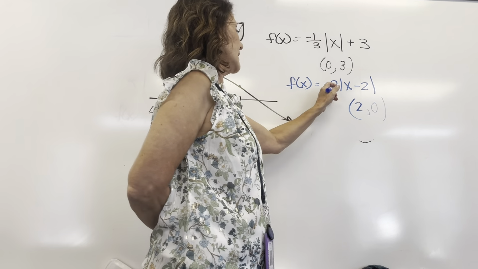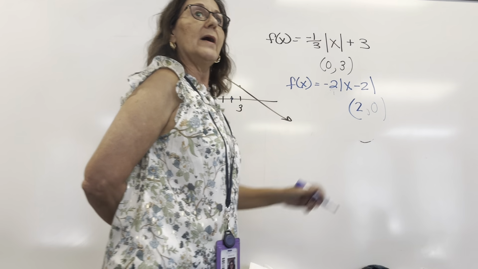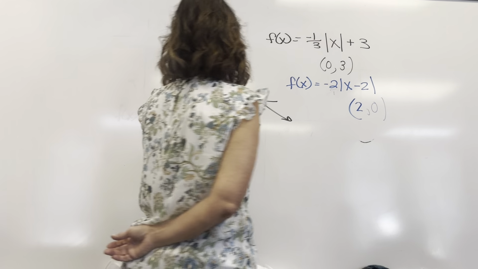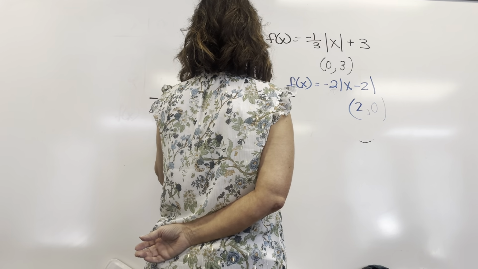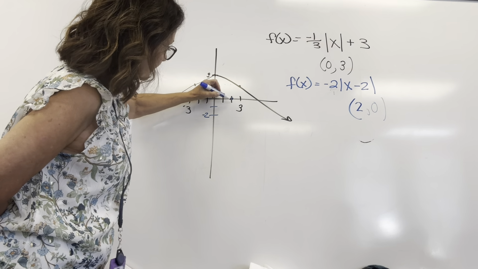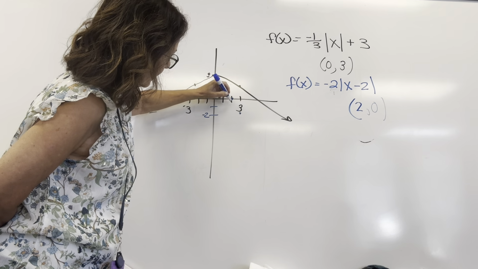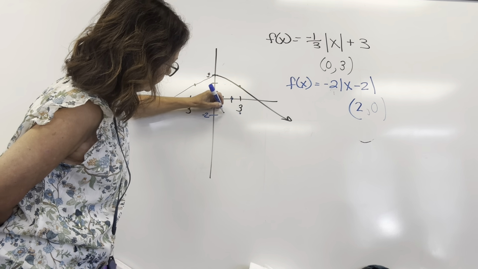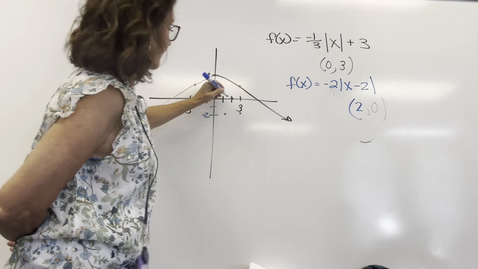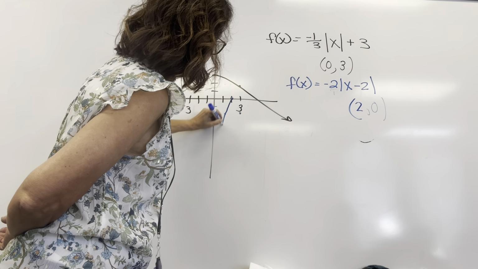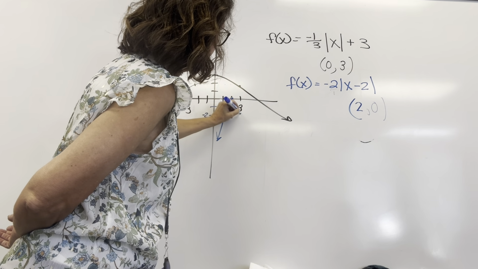Now, I could write 2 over 1. I fall 2 as I run 1. So I'm going to fall 2 as I run 1 on both sides. And that looks like this.